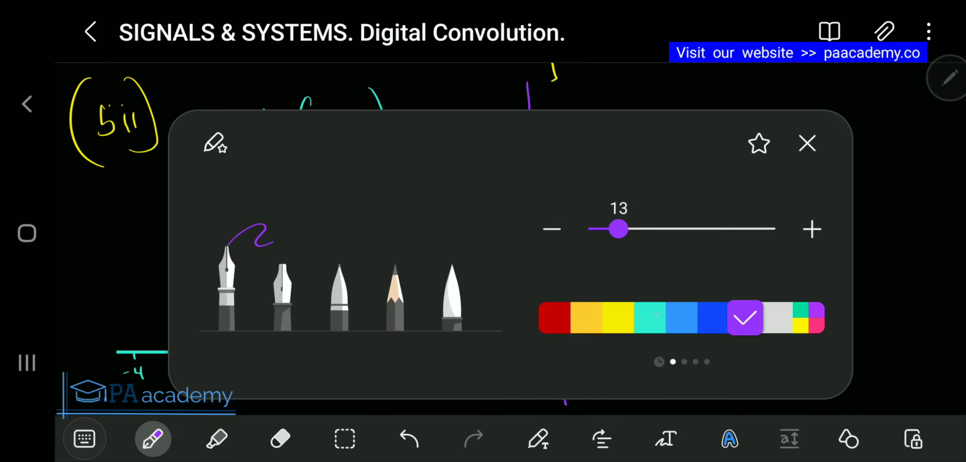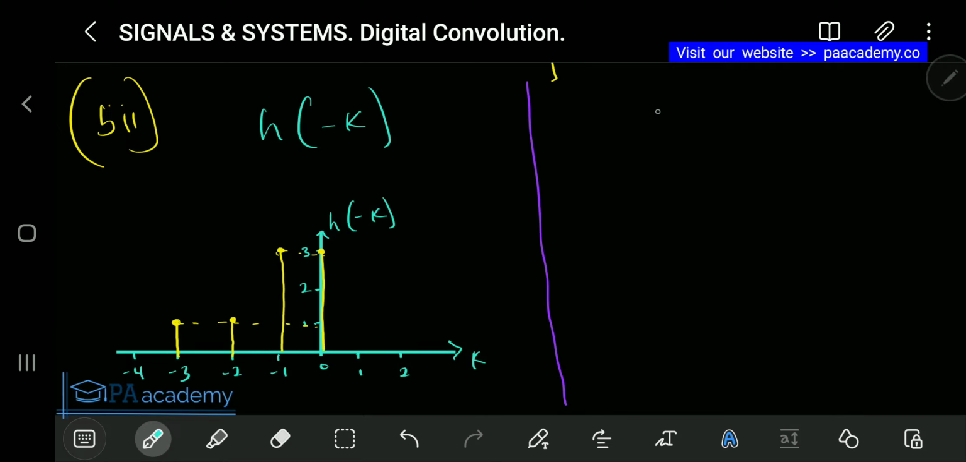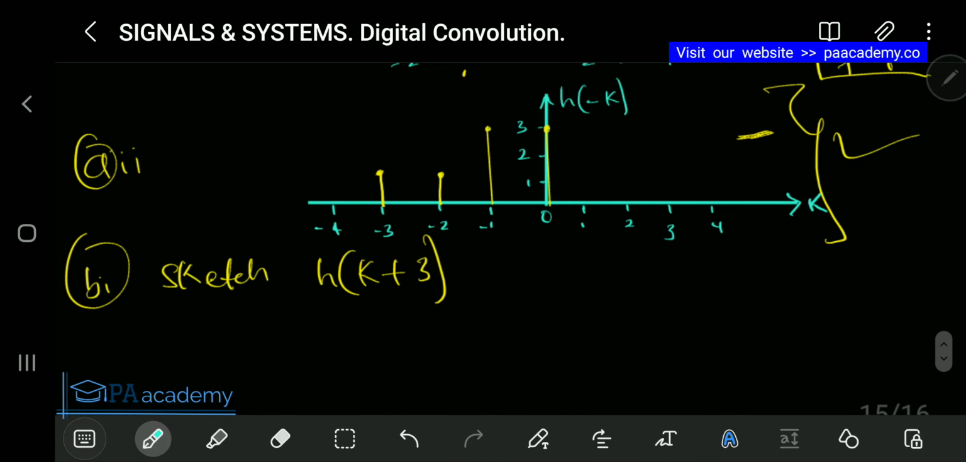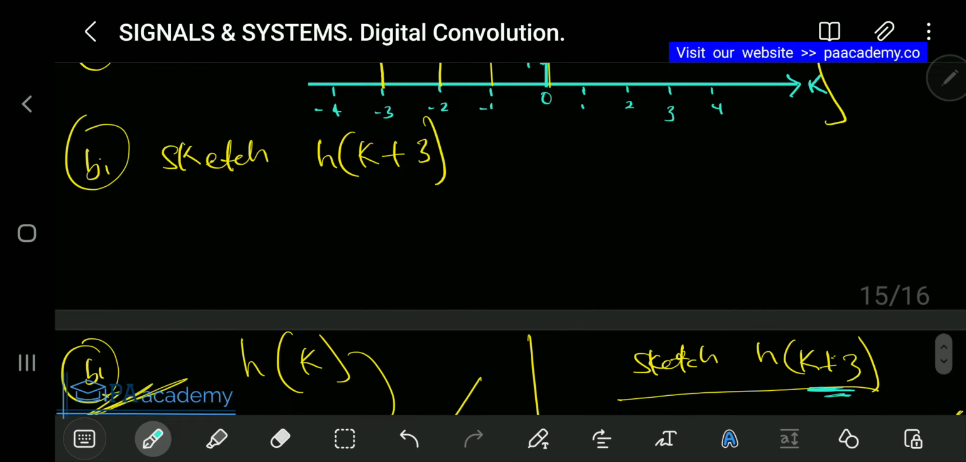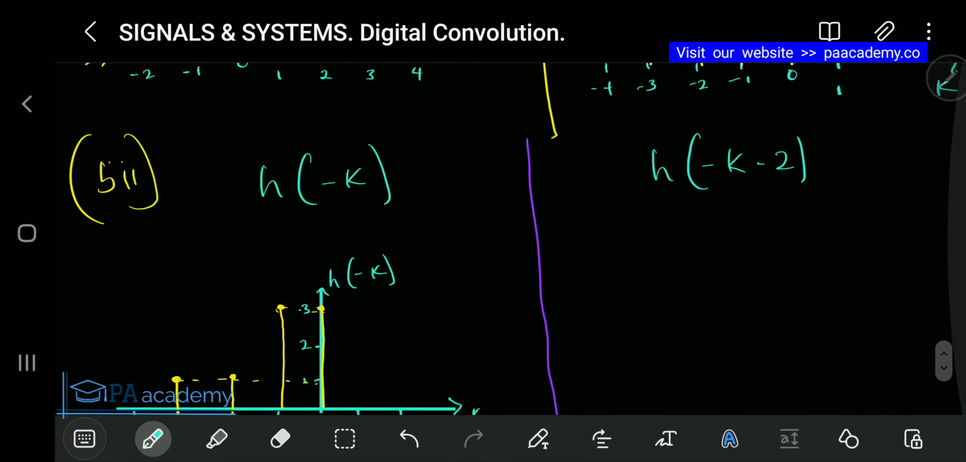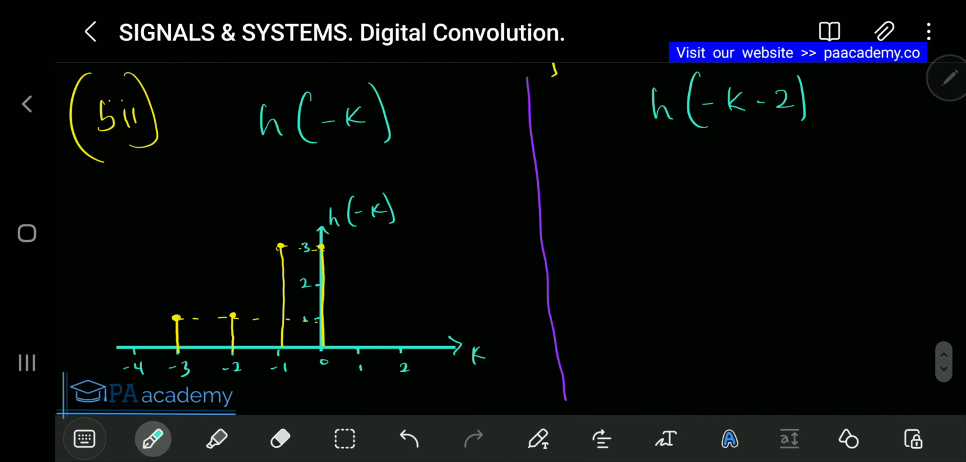So the next thing we want to do now is to draw the h of minus k minus 2. Is that what is in the question? Okay, so this is it. We are asked to sketch the shifted sequence h of minus k minus 2. If you see it like this, that means this is a shifting operation on a signal that has already been mirrored. Now, like I mentioned earlier, shifting a signal that has already been mirrored is different from shifting a normal signal. So take note.